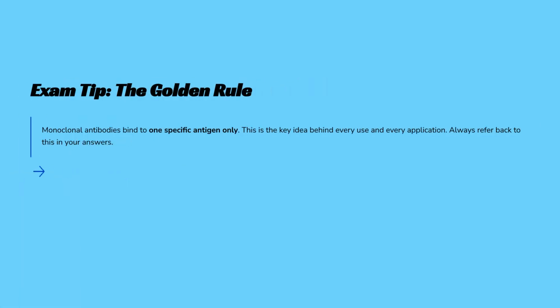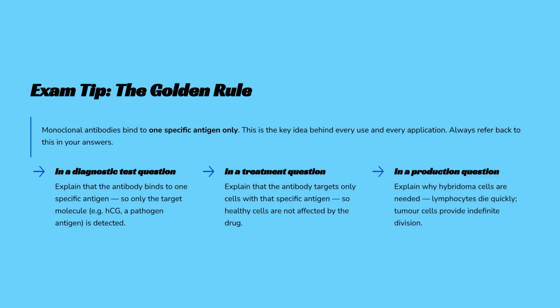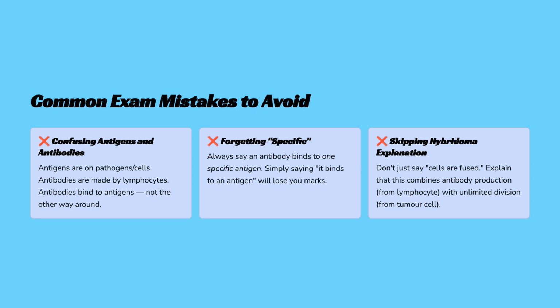The golden rule for your exam is this: monoclonal antibodies bind to one specific antigen only. Whether the question is about diagnostic tests, cancer treatment, or lab production, always explain your answer by referencing this vital property of specificity. Avoid common pitfalls.